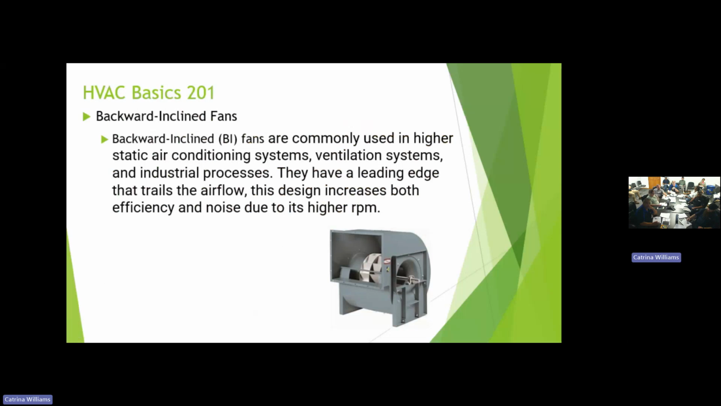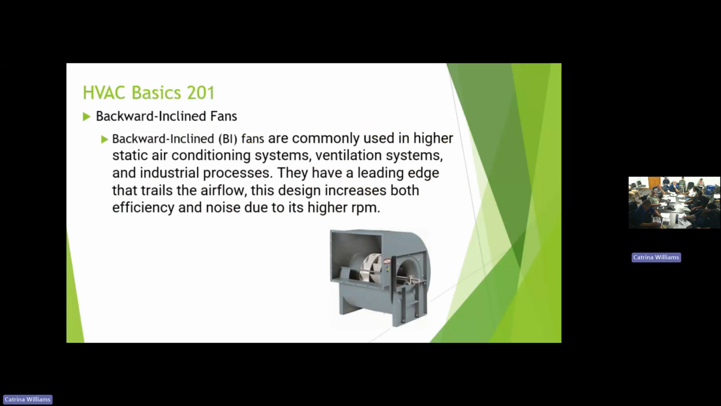Here's the DI wheel we talked about, and see, instead of the cup wheels, it's leaning backwards. To me, it's counterintuitive how it works, but you can do that. Again, they run about twice the RPM. So if they increase the efficiency, that's the good news. But you also have to be aware of the noise they might generate. They are a noisy fan.